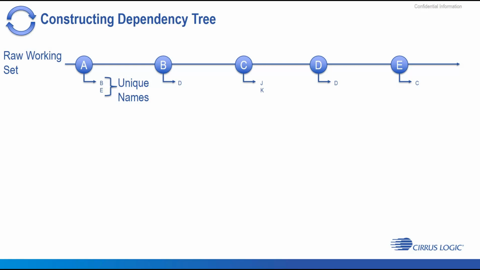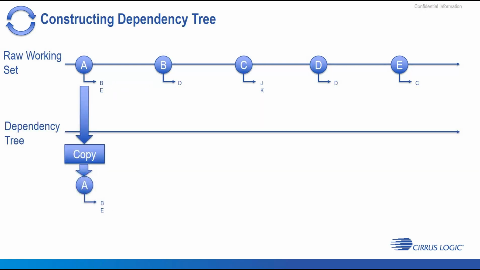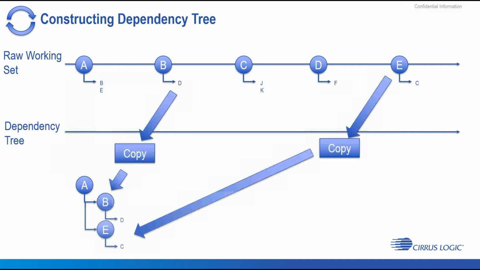Okay? So step one, I'm going to create another set. I'm going to call it a dependency tree. It's going to be empty up front. And then I'm going to copy A. A still has what it depends on, B and E, right? Step two, go find B and E, copy them, and add them to A. Okay, so it's starting to look like a tree.